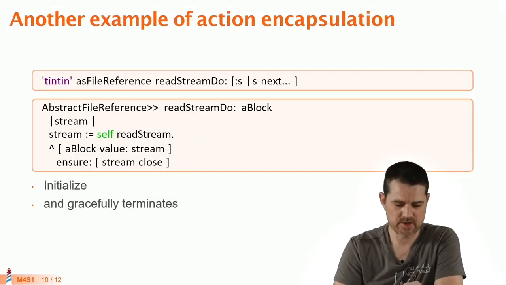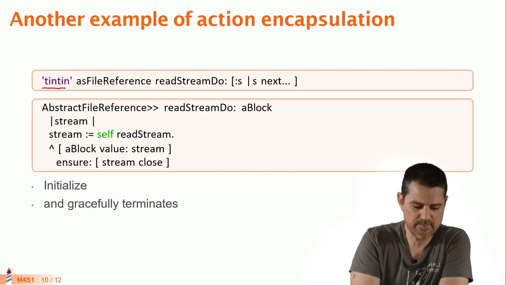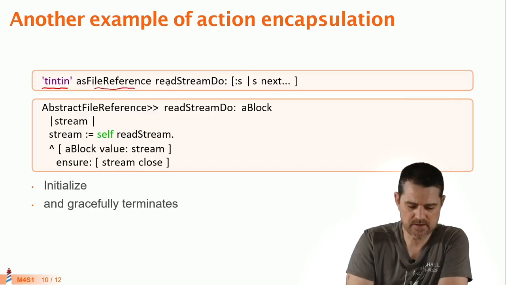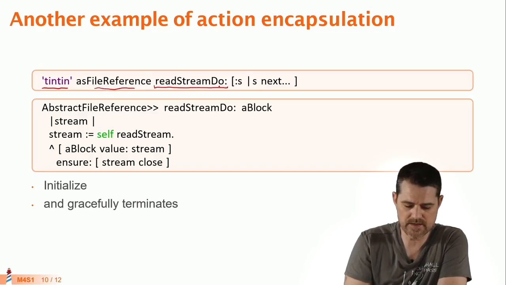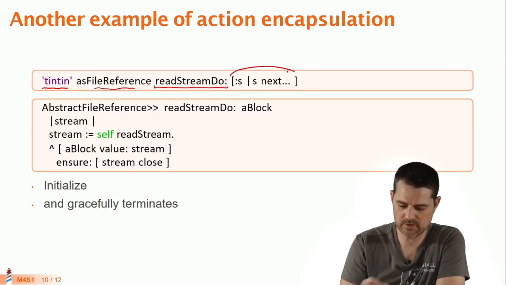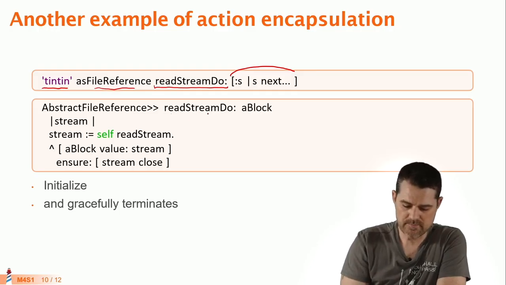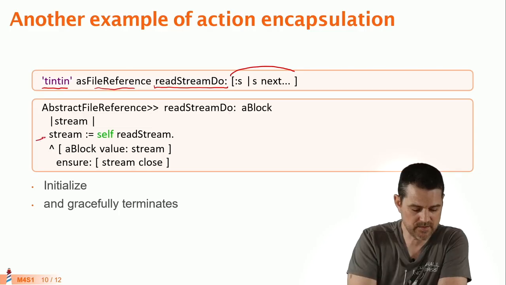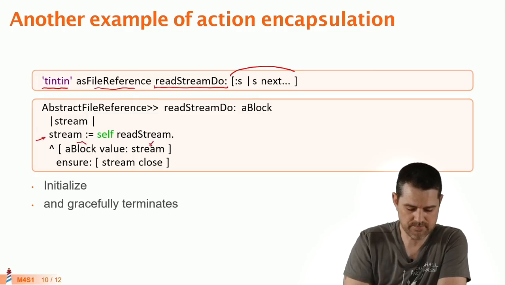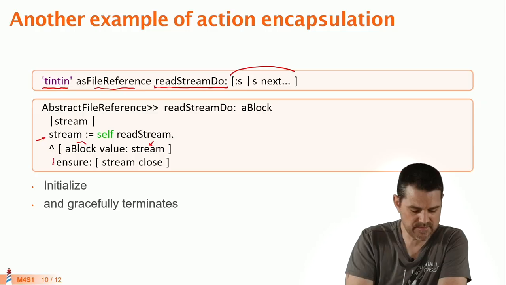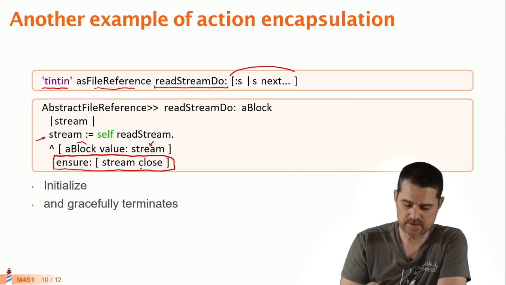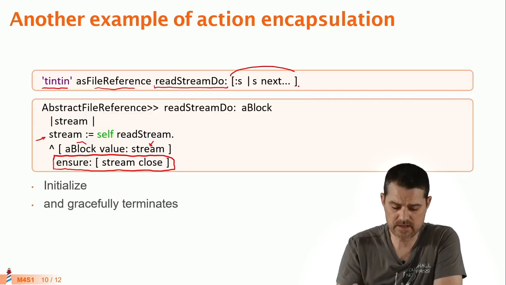Another example of logic encapsulation is the following. We want to read from a file named Tintin, here using a file reference, and we are sending the message readStreamDo:, and we pass a block to this method. In the implementation of this method, it automatically creates the stream. Then the client block is executed by passing the stream that was just created before. And the really interesting point is that at the end of this method, it automatically ensures that the stream is closed. So from the client point of view, we never deal with the fact that we need to close the file at the end of reading.